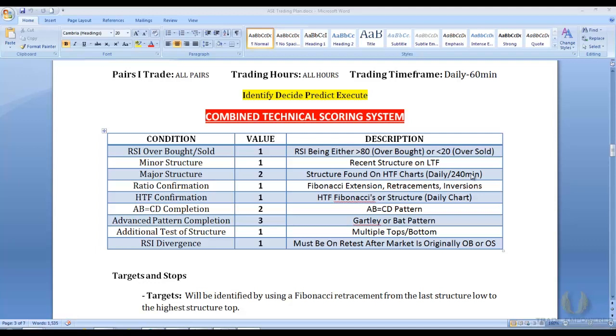Next is higher time frame confirmation. Now, this can be very similar to major structure, and this is one that a lot of traders I work with take out, because again, you're going to your higher time frame to look for your major structure level anyway. So it's kind of like having the same thing twice.